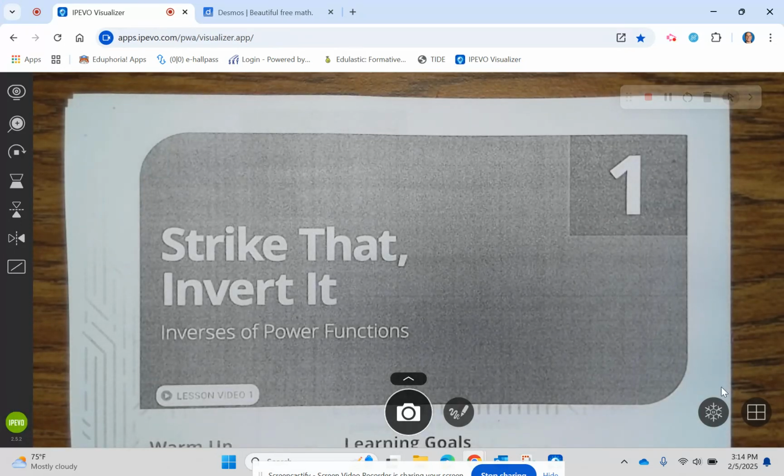Okay, Wildcats. Today we're going to... strike that, inverted. Inverses of power functions.